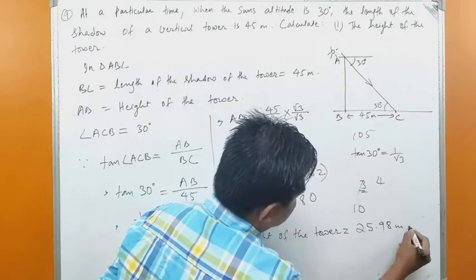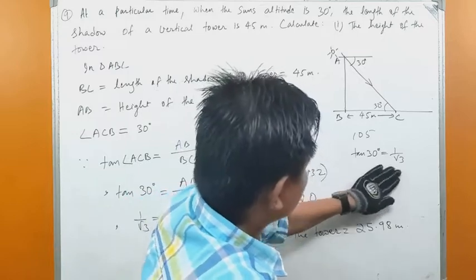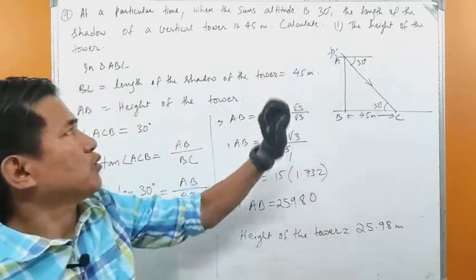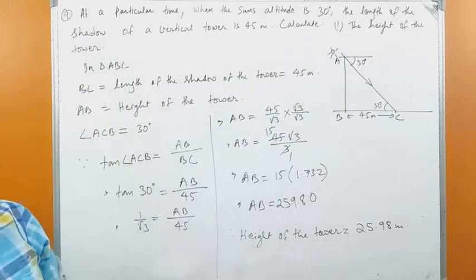25.98 meters. Okay, we don't write 0 after the decimal point because 0 has no value. So this is question number 1 of 9. Now let us do question number 2.